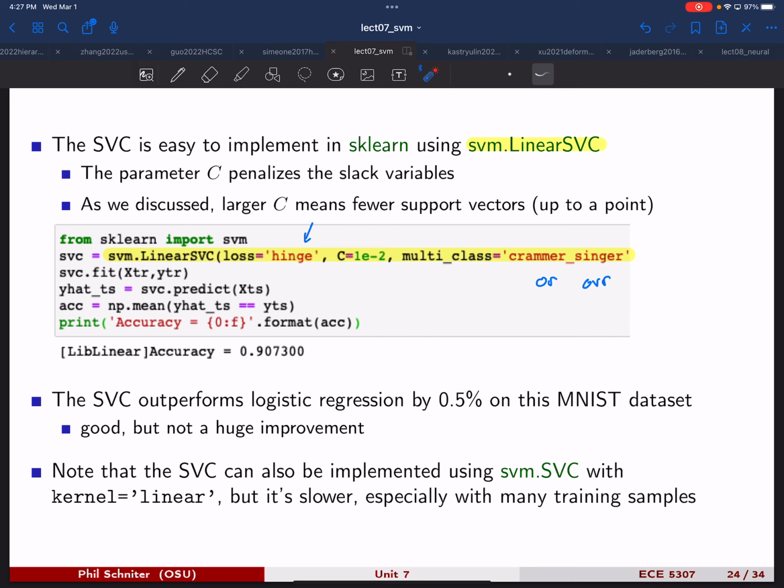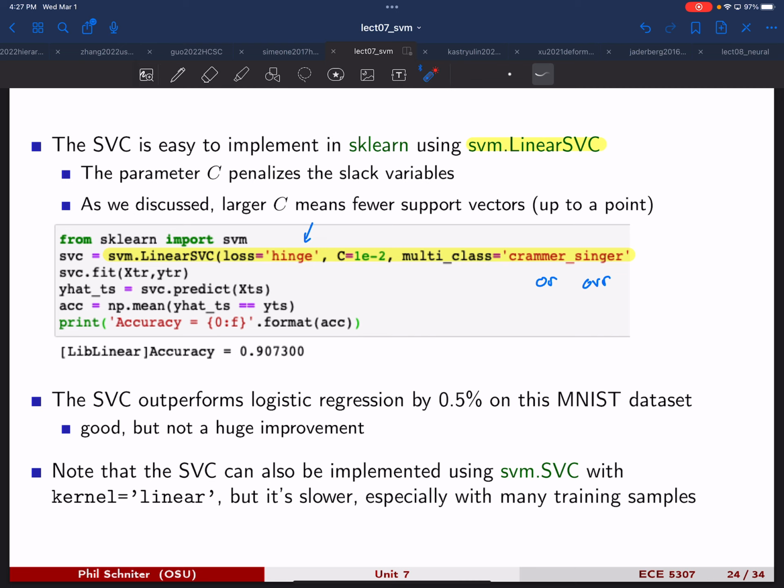Not so much, right? After all this effort that we spent, all this time lecturing, all this math, and then all we get is this 0.5% increase. It's a little bit of a letdown, right? It is better, so that's good. But we're going to address that in what we talk about next.